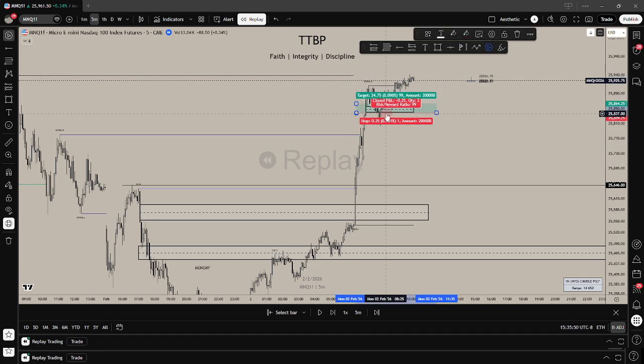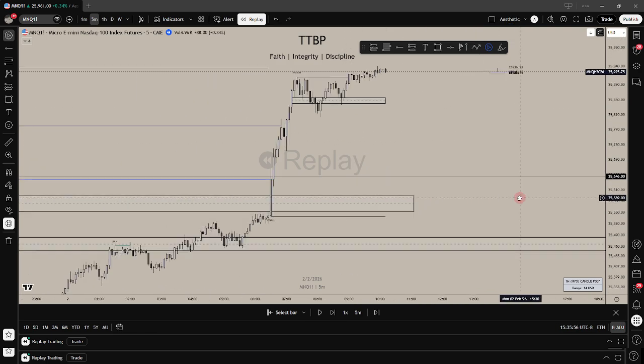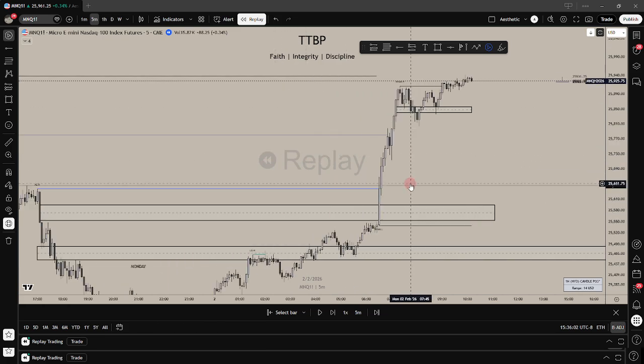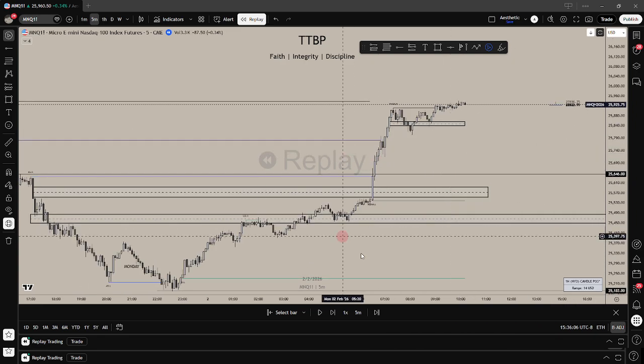So this is how I trade a continuation off an impulse candle. A lot of people don't understand how to trade the impulse candles. They look for a fair value gap re-entry, which, had you waited for a fair value gap entry today, you would have missed this entire move. So understanding impulse candles as an entry is super important.